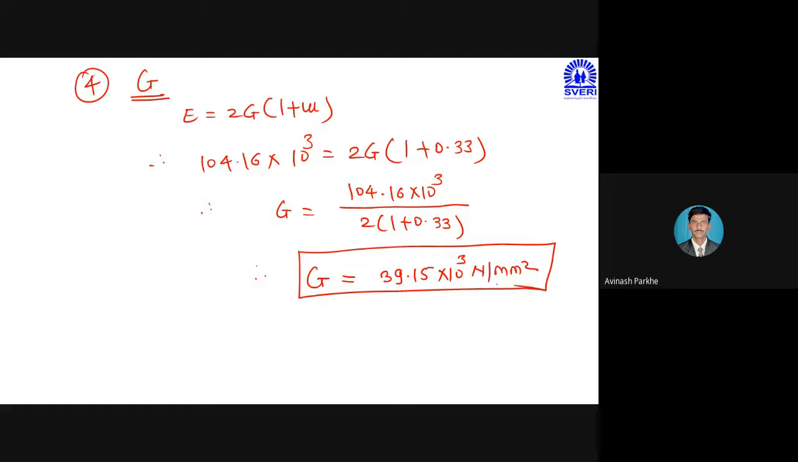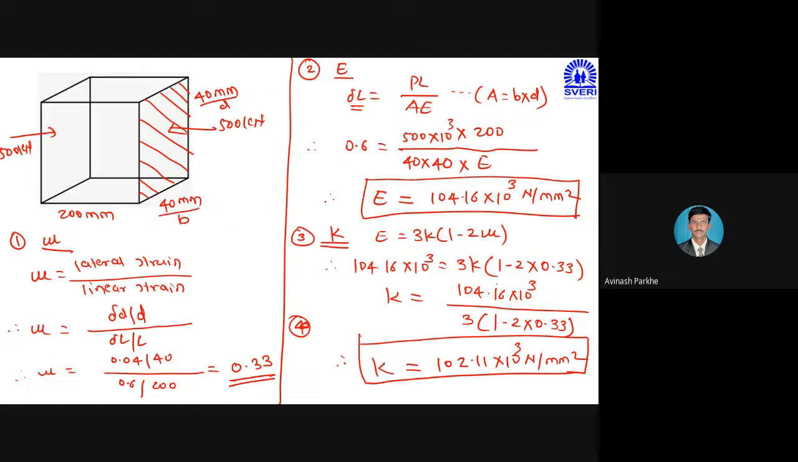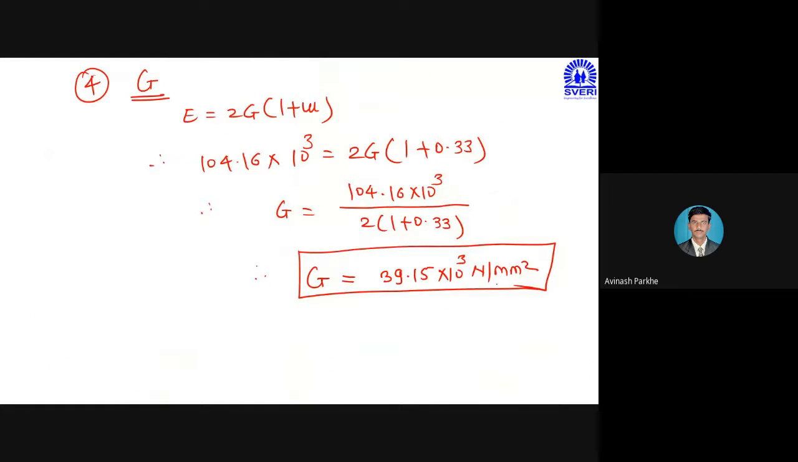Yes, 102.12 into 10 raised to 3 Newton per mm square. This is the bulk modulus K, 102.11. And the next relation we have derived, capital G, modulus of rigidity. Please check your answers. 39.15 into 10 raised to 3. Yes, 39.16 into 10 raised to 3 Newton per mm square.